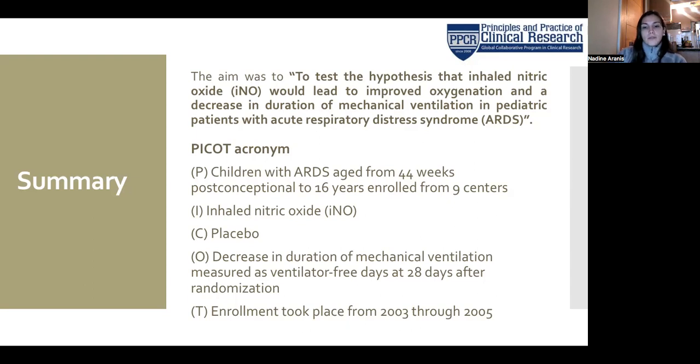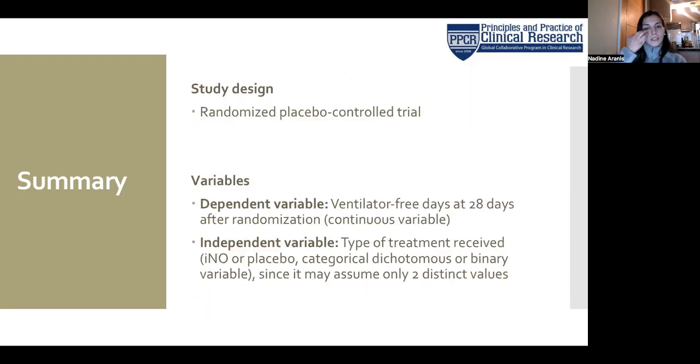About the time, the enrollment took place from 2003 through 2005, but the article mentions that the enrollment was very slow, and they had to finish the enrollment earlier and analyze data because they had issues with the acquisition of inhaled nitric oxide and with the clinic. The study design was a randomized placebo-controlled trial.